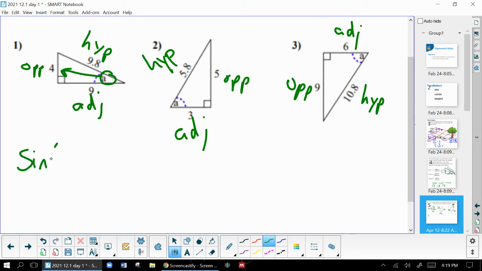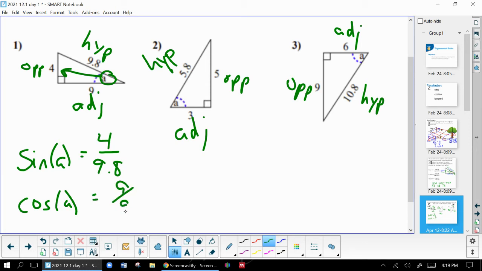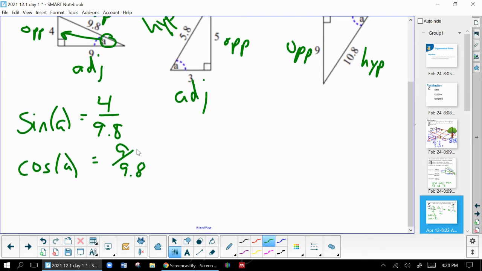Let's go ahead and find the sine of A. We abbreviate sine S-I-N. And so remember, sine is just opposite over hypotenuse, so it's 4, the opposite, over the hypotenuse, which is 9.8. For the cosine of A, we're taking the adjacent, which is 9, divided by the hypotenuse, which is 9.8. And for the tangent of A, we're taking the opposite, which is 4, divided by the adjacent, which is 9.